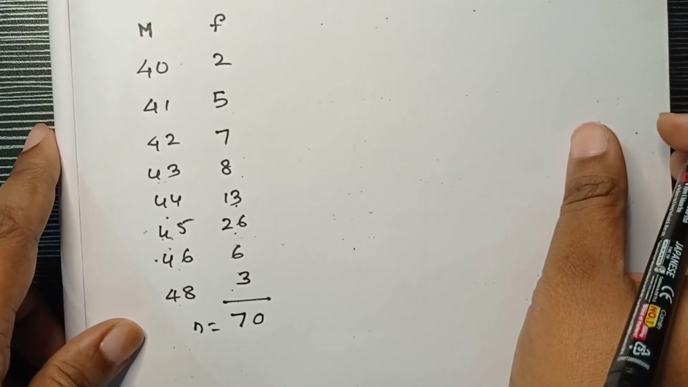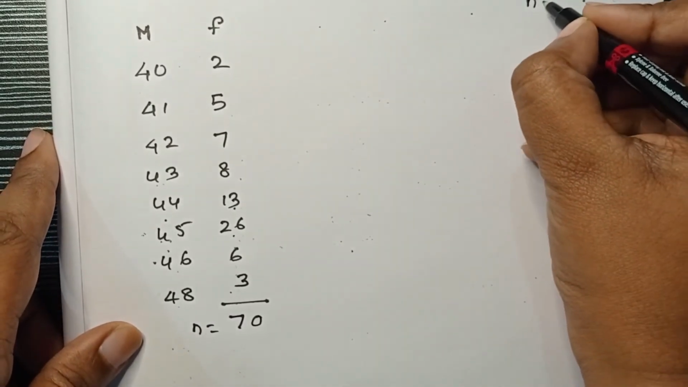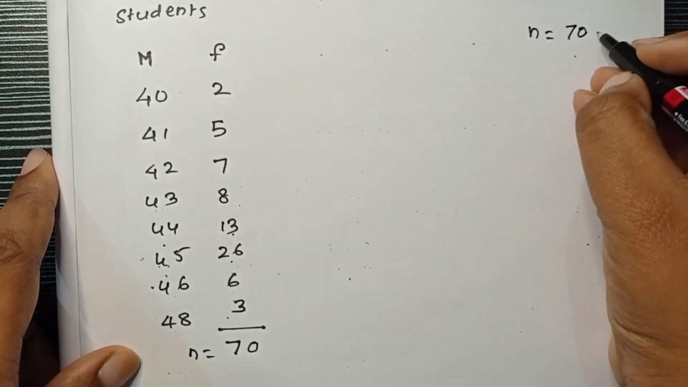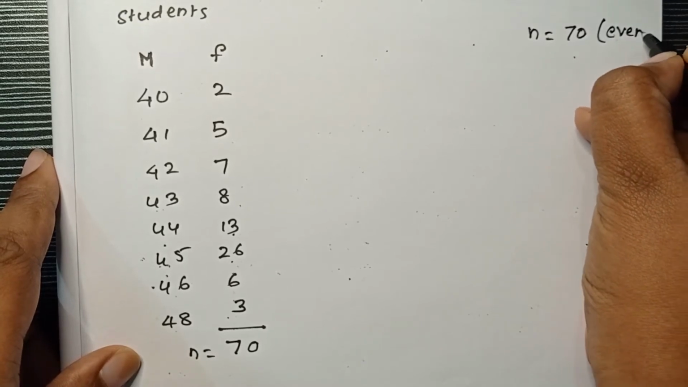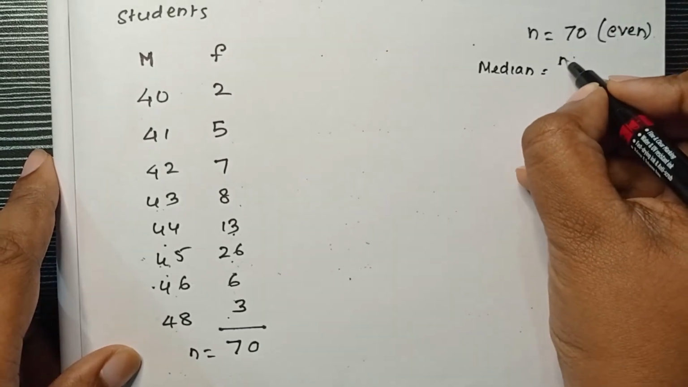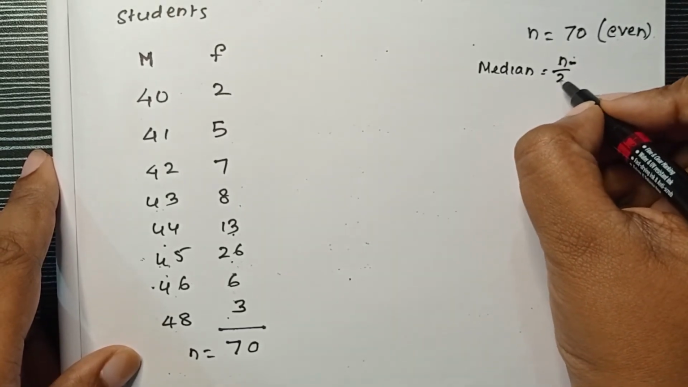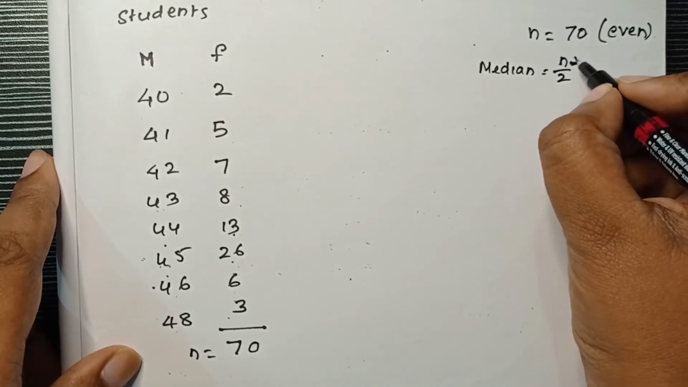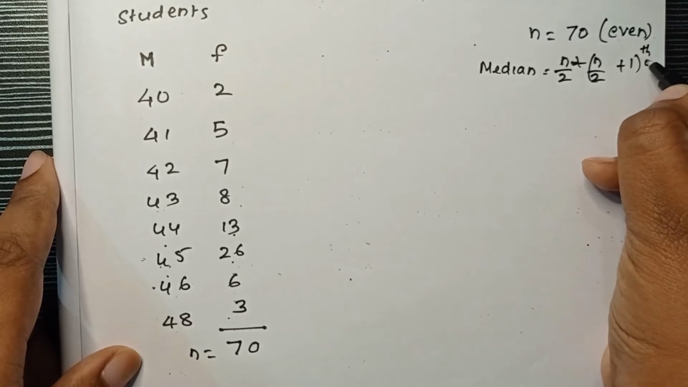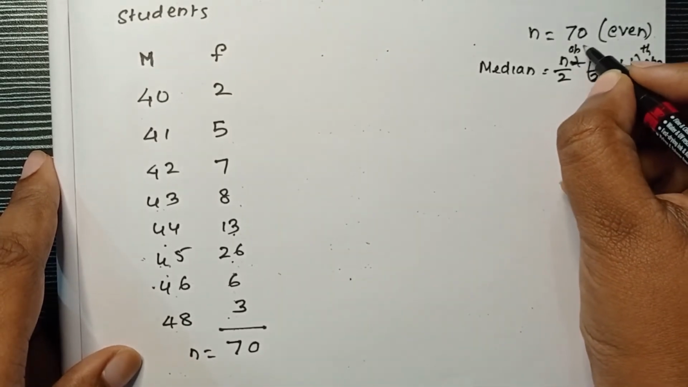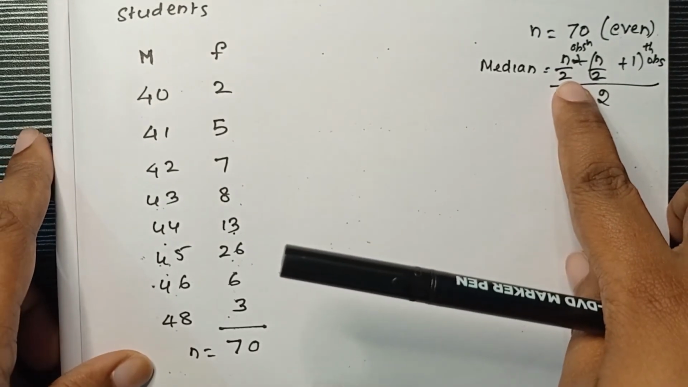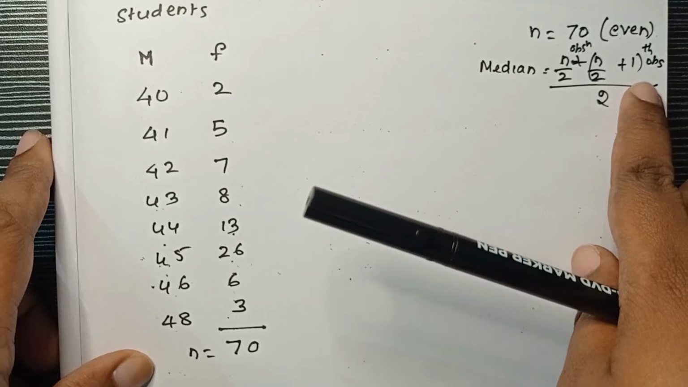Now n is 70 and it is an even value, right? So how do we find the median for an even value? The median is the (n by 2)th observation plus the (n by 2 plus 1)th observation, whole divided by 2. So we have to find the n by 2 and n by 2 plus 1 observation.